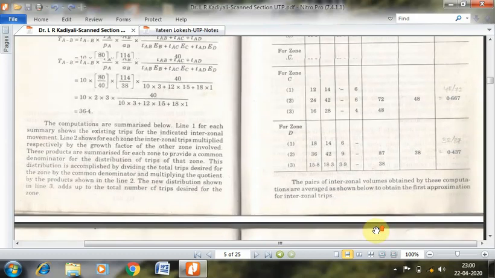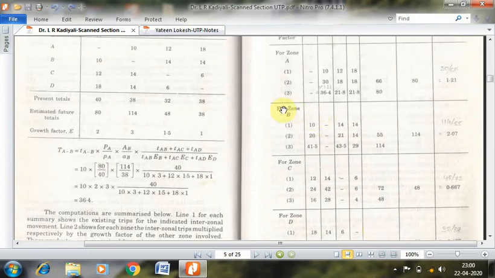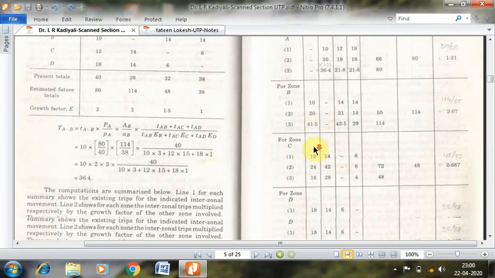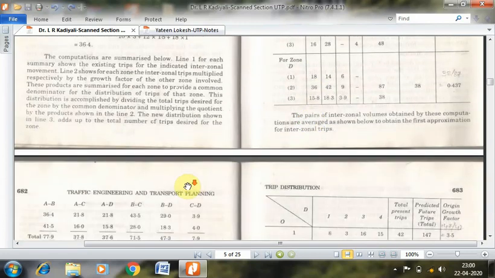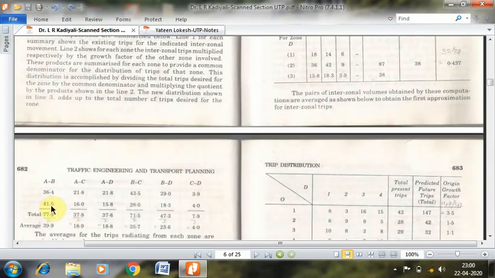Again go back to the table. From B to A is 41.5. So that 41.5 I'll be entering here. So in this way I'll enter capital TAC here and capital TCA here, capital TAD here and capital TDA here, and so on.